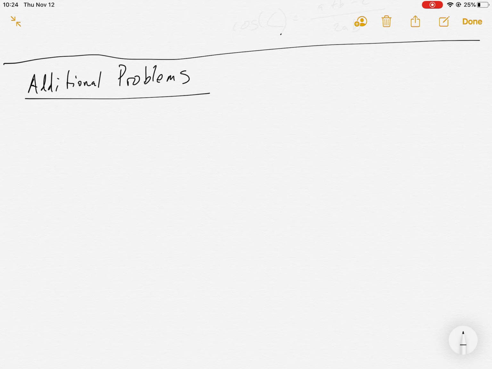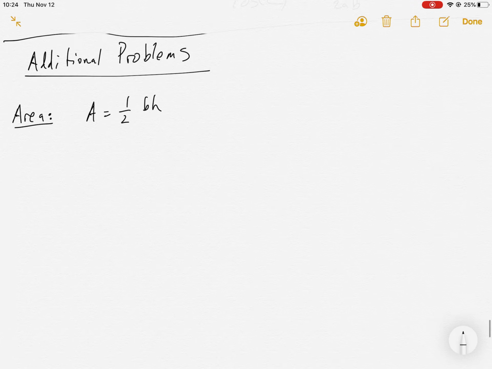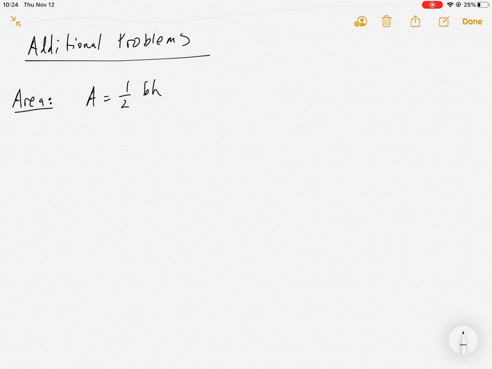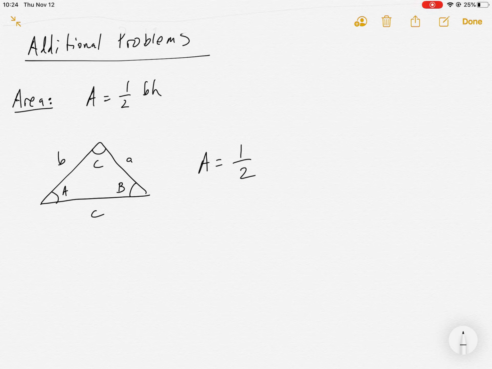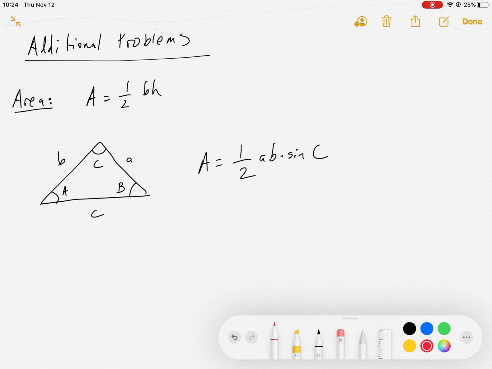So the first kind of hodgepodge problem that we're going to do is finding the area of a triangle when you don't have base times height. So keep in mind, to find the area is 1/2 base times height. Well, if we can't do that, let's say we're given a triangle that looks something like this, A, B, C. You can also use this formula: area equals 1/2 A times B times sine of C. So this is a situation where we're kind of given SAS, and you can find the area.